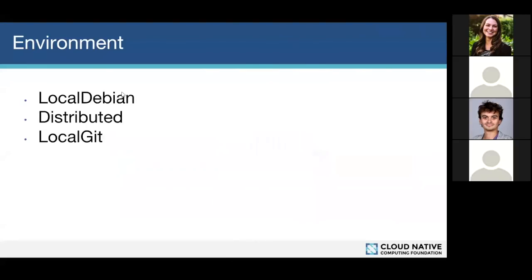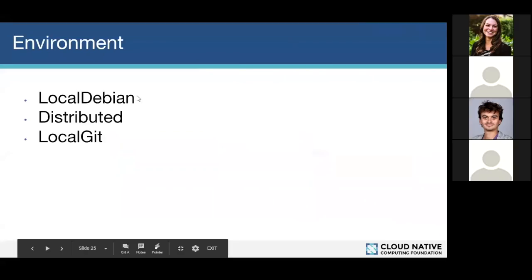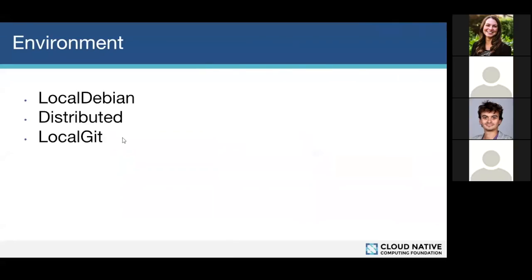You've got three different choices. Local Debian and local Git. Local Git means basically check it out and run it. Local Debian means deploy it on your local machine. If you're going to do Kubernetes, distributed is what you want.